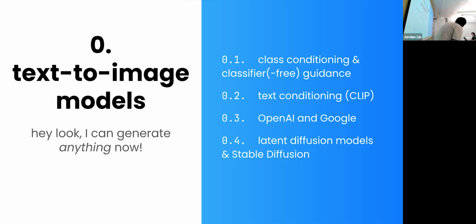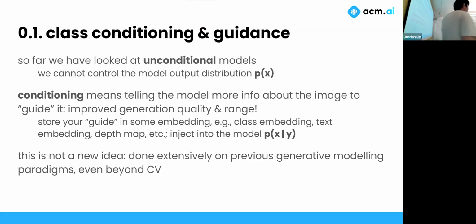So with that out of the way, we can now finally get to part 0, text-to-image models. Hey, look, I can generate anything now. To do so, we have to first talk about what conditioning is, right? So far, we have looked at unconditional models, so we cannot control what the model's output distribution is. The only way we can control that distribution is what data we actually feed it during training.